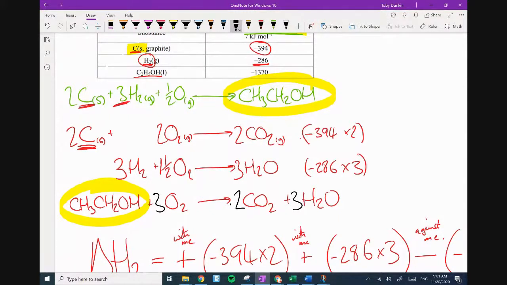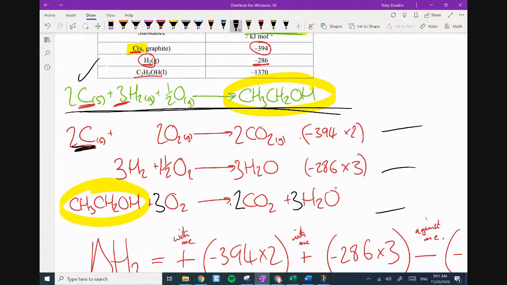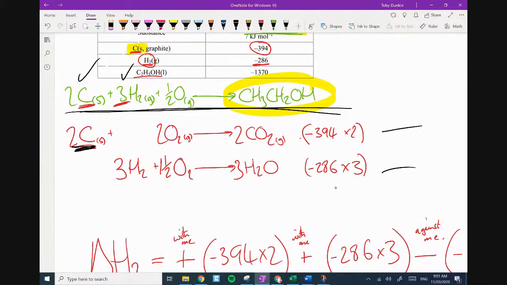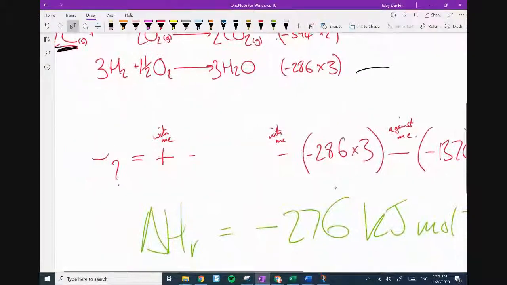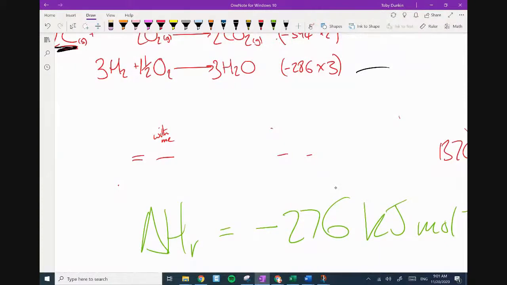But what you notice is I'm trying to build this equation from these equations. And at the moment, I've got my 2 carbons. I've got my 3 hydrogens. What I don't have is my ethanol, and my ethanol is on the wrong side. So what I'm going to do is flip the equation over. I'm just simply going to reverse it. Trying to reverse that in my head because I've run out of space. Let's get rid of all this.